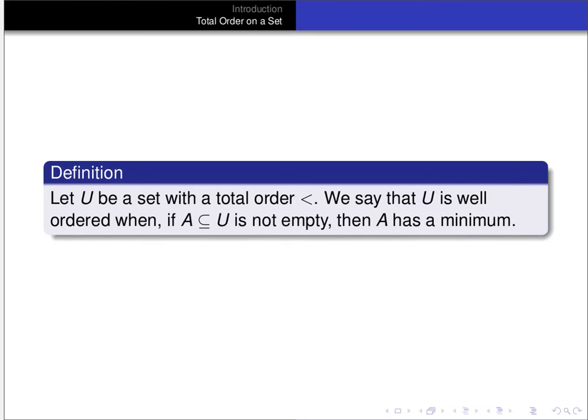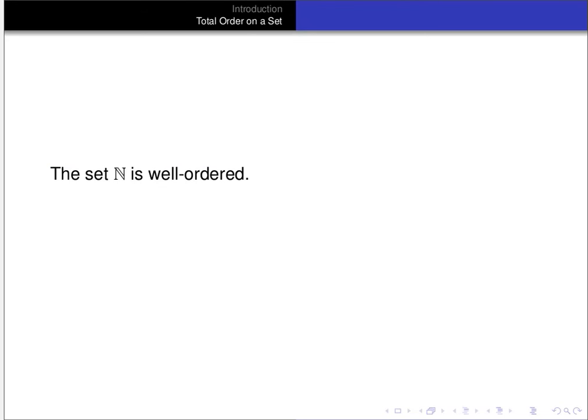So what's an example of a well-ordered set? Well, the natural numbers. We've worked with the natural numbers a lot in this course, and one of its most important principles, as we know, is the well-ordering principle. So the natural numbers are kind of the canonical example of a well-ordered set. It also happens to be the case that any finite set is well-ordered.